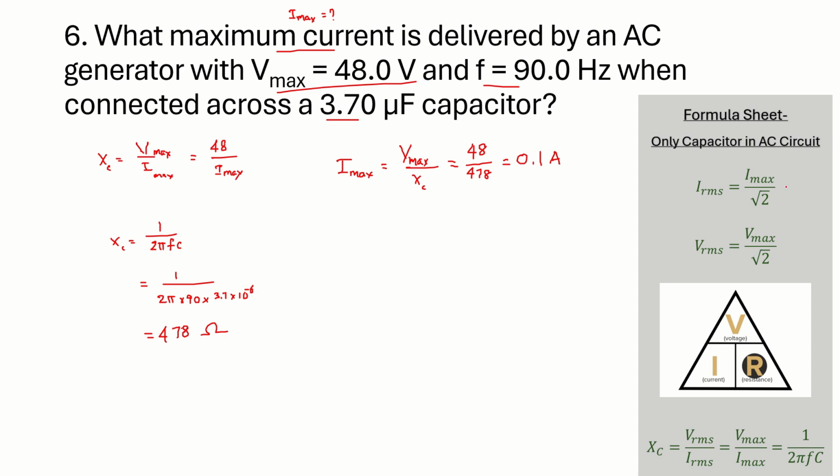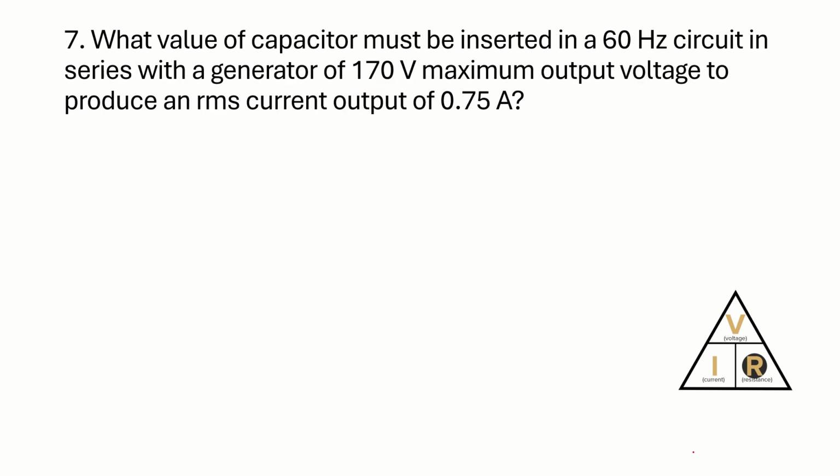Most of the problems we can solve with Imax and RMS value conversion, max to RMS, and with the help of the Ohm's law and with the help of another formula, Xc. One more problem, what value of the capacitor must be inserted in a 60 hertz circuit in series with an AC generator of 170 volts maximum output voltage to produce an RMS current output of 0.75.